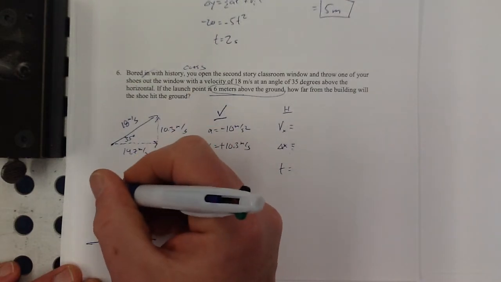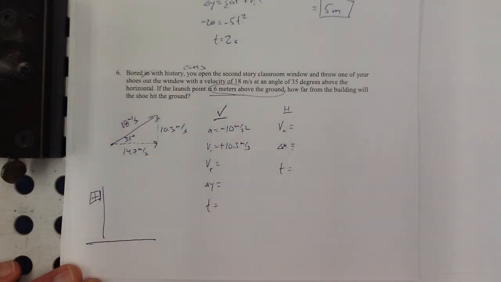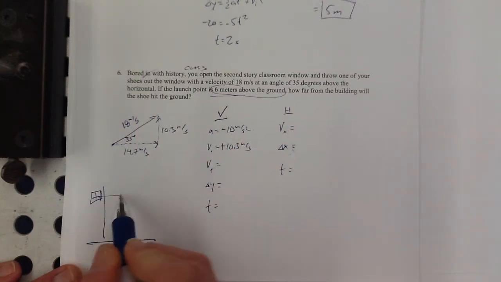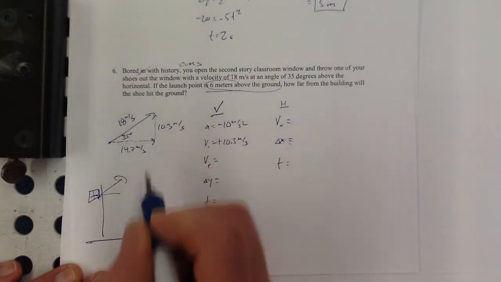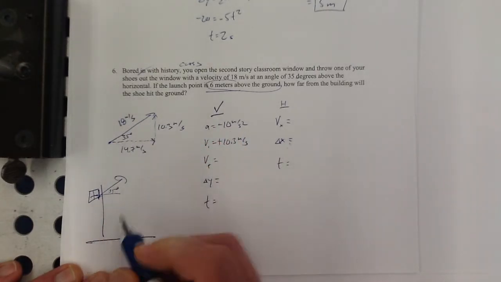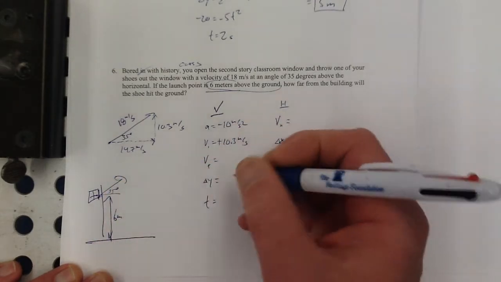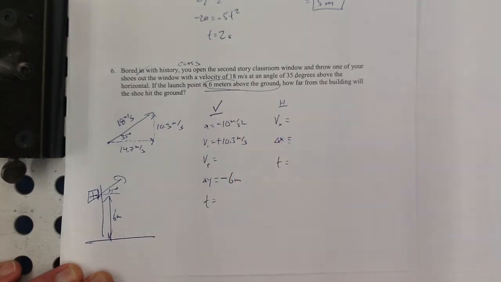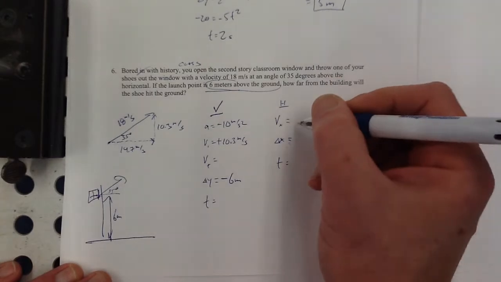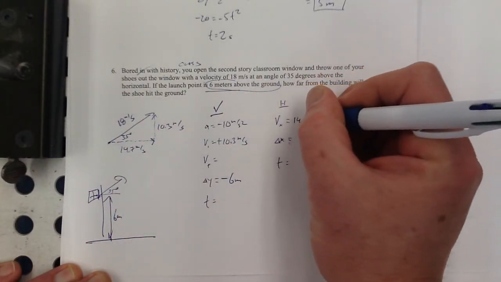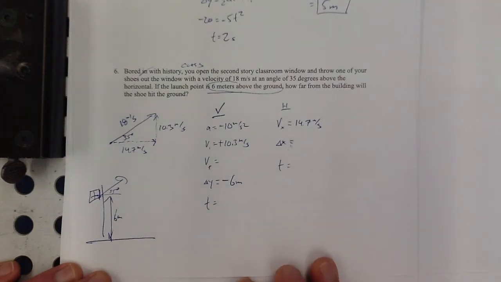So here's the window, right? And I'm going to throw the book. Oh, I guess it's getting thrown like this. 18 meters per second at this angle of 35. And then this is 6 meters. So the delta Y is going to be 6 meters down. It's going to end up on the ground. The Vx, that is the 14.7 meters per second. And that is all I know for now.